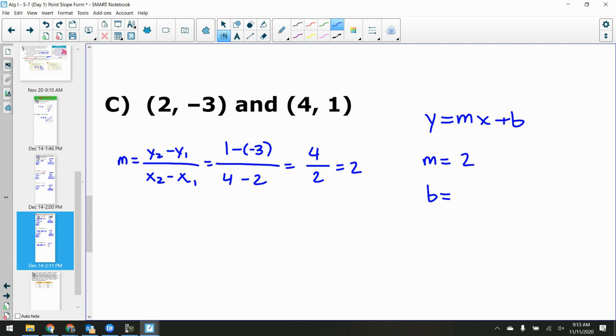Okay, check so far. You should have gotten your slope as 2. If you didn't get 2, check your work.